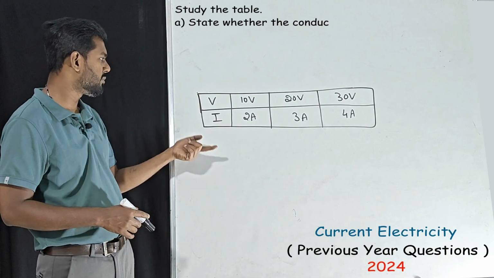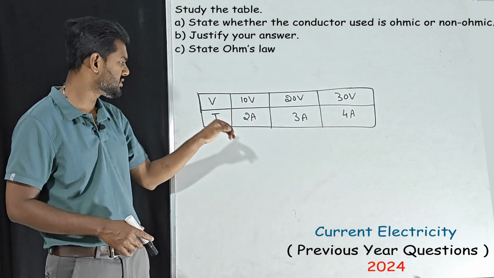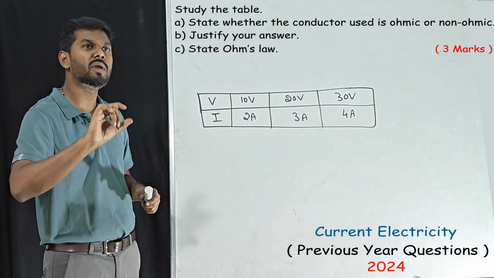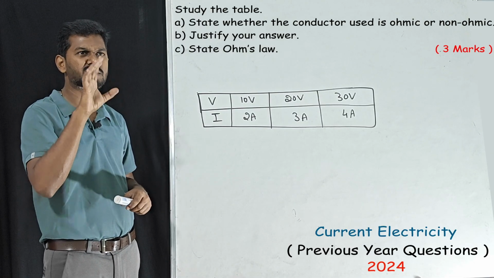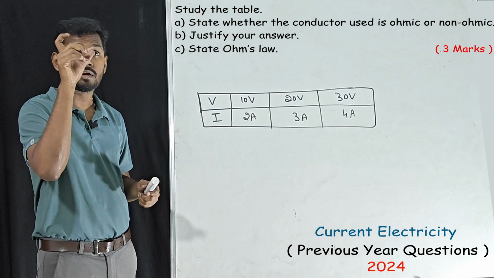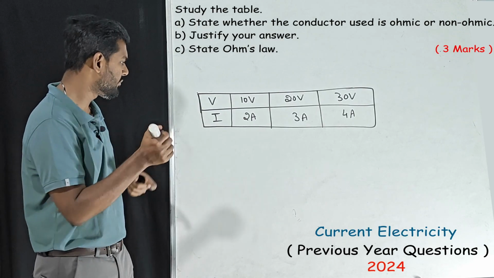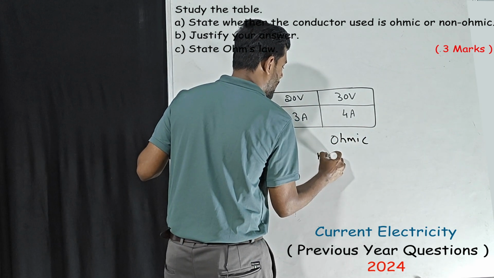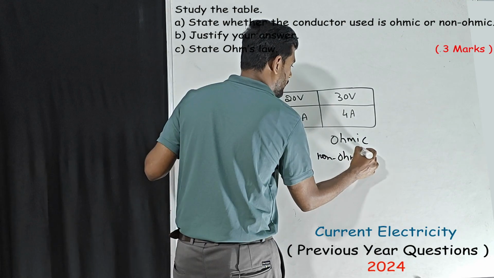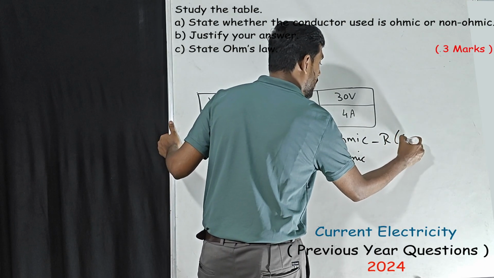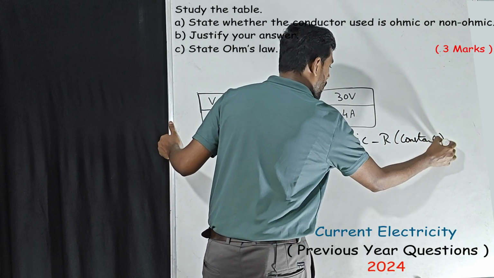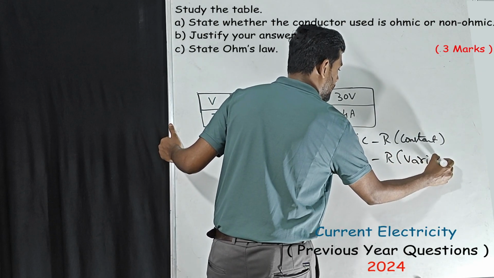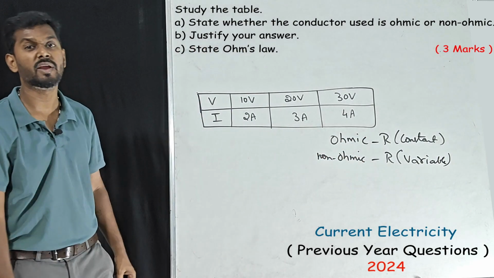Study the table. This is the table. Here voltages are given at different situations and currents are given. Now state whether the conductor used is ohmic or non-ohmic. If they are asking these kinds of questions, there must be a condition. Keep this in mind, ohmic and non-ohmic. For ohmic, resistance value should be constant. It has to be constant. For non-ohmic, resistance value should be variable. This is the condition for ohmic and non-ohmic.